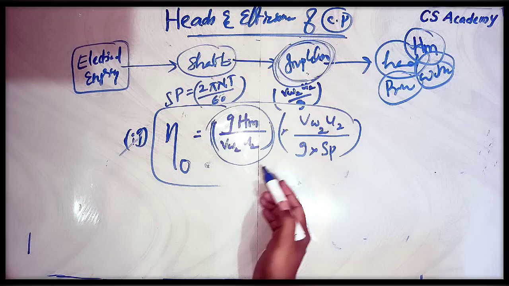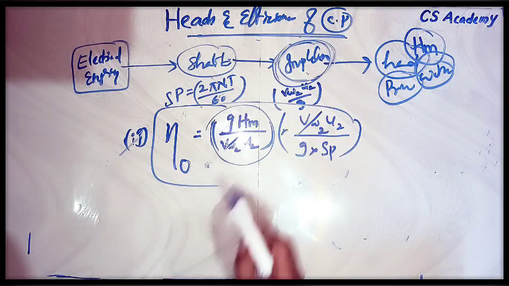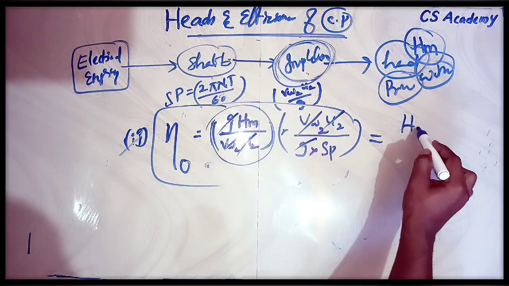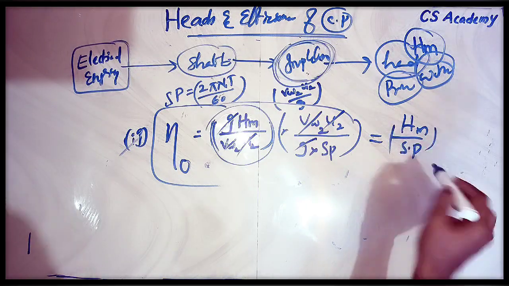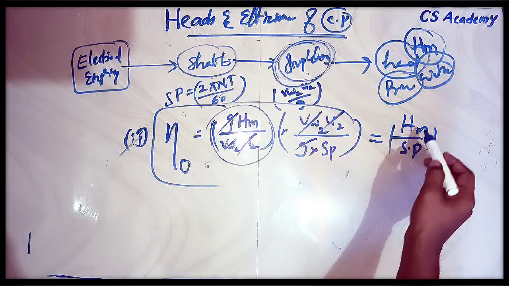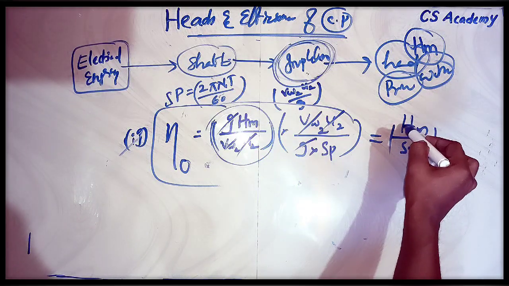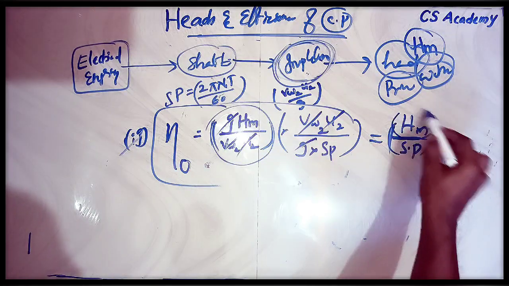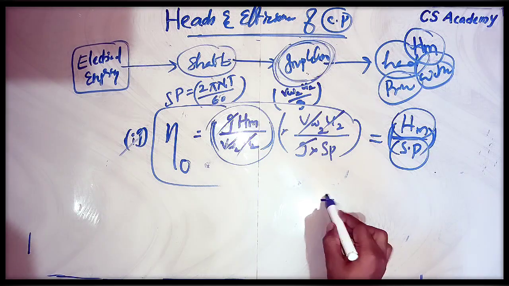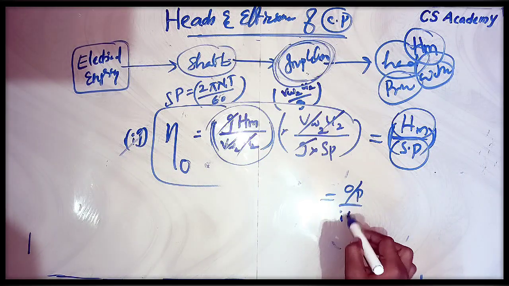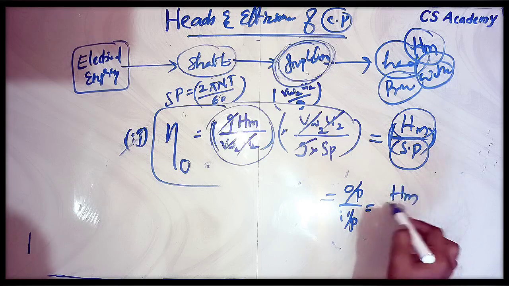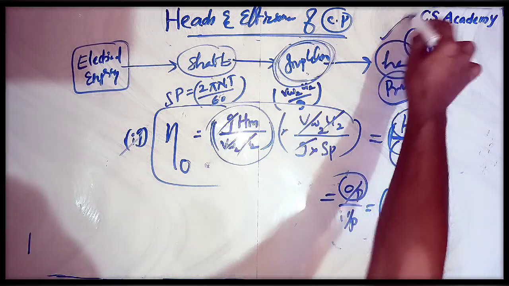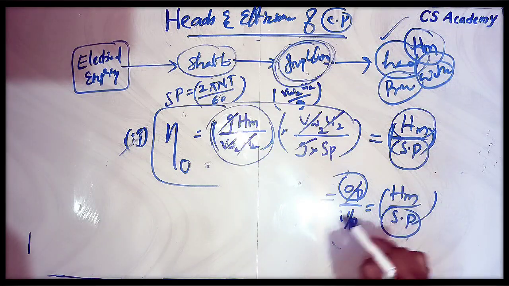If you see here, Vw2 gets cancelled, U2 gets cancelled, g gets cancelled. That gives manometric head by shaft power. Yes or no? As efficiency is nothing but output by input, here the manometric head is the output and the shaft power is the input.